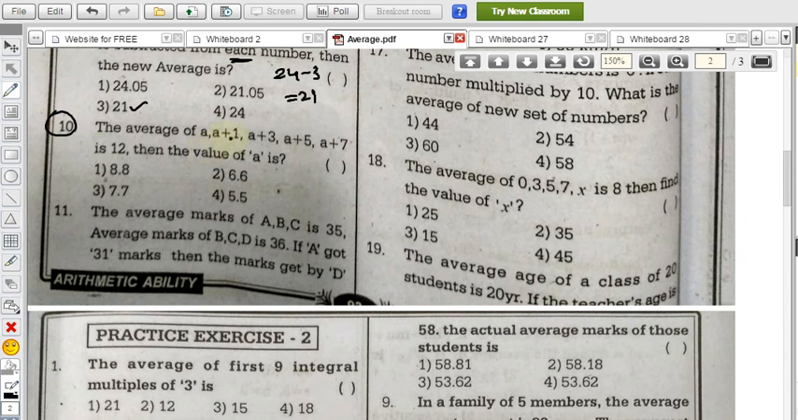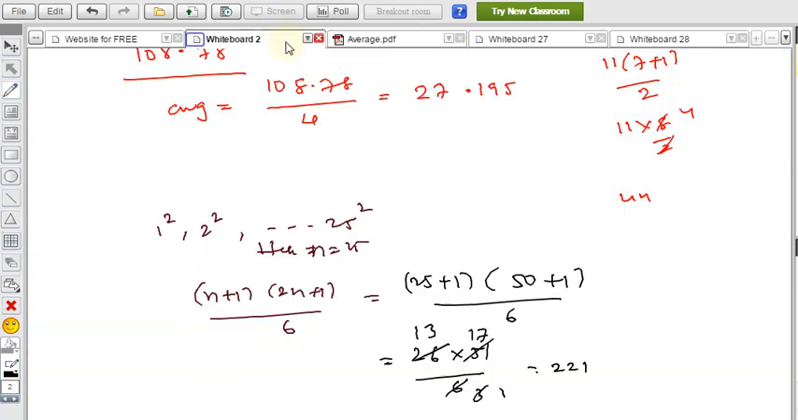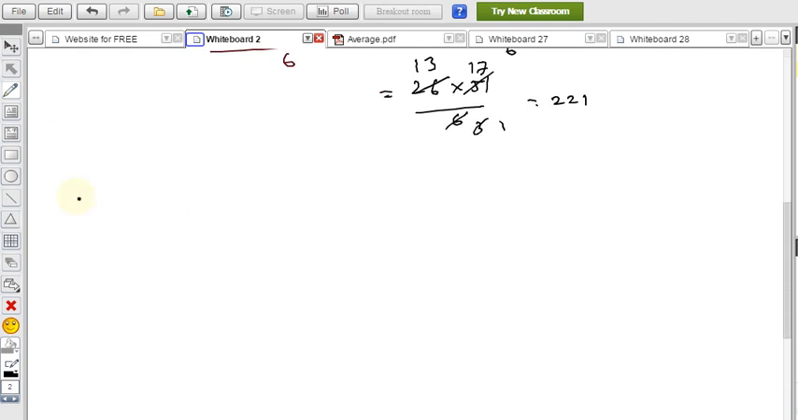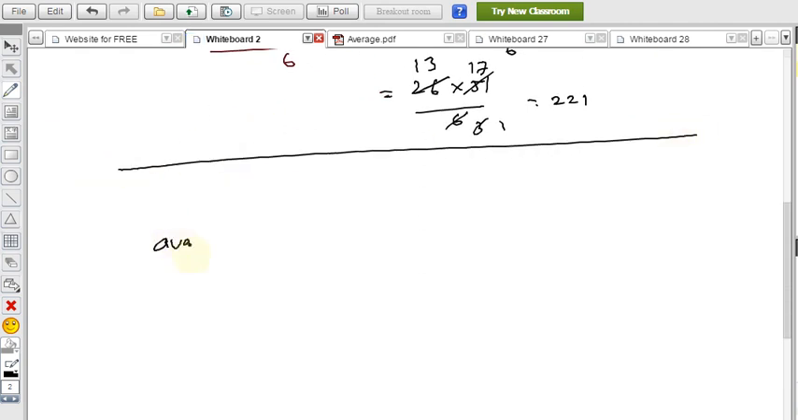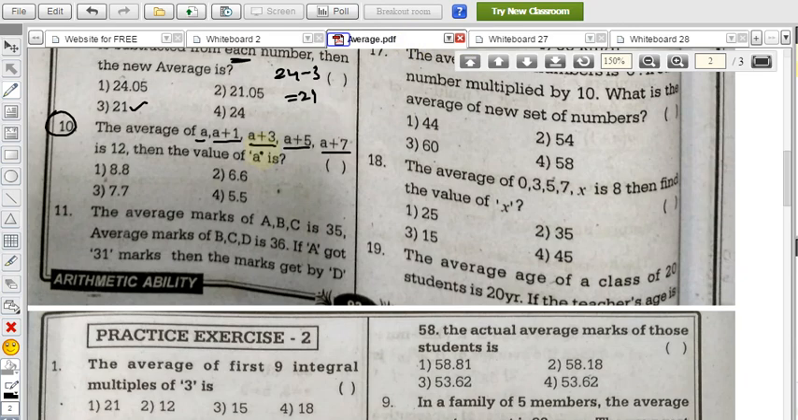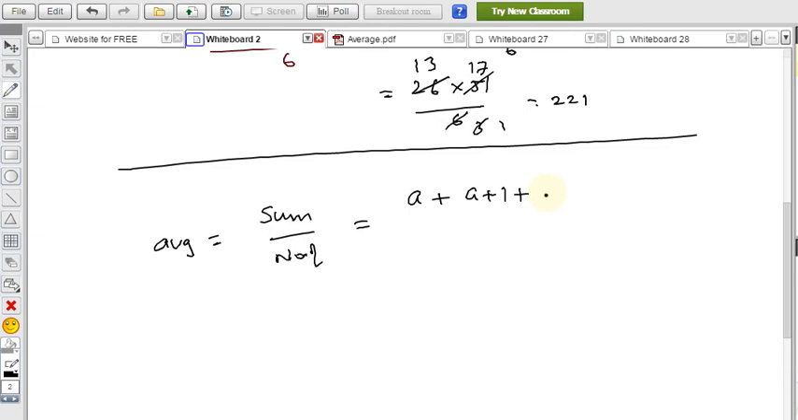The average of a, a plus 1, a plus 3, a plus 5, a plus 7 is 12. Then find the value of A. Then we can do sum of observations by number of observations and solve this. So there are 5 numbers. Average is equal to sum of observations by number of observations. The sum is a plus a plus 1 plus a plus 3 plus a plus 5 plus a plus 7, and the number of observations is 5.